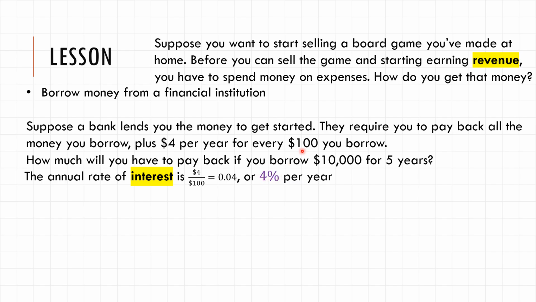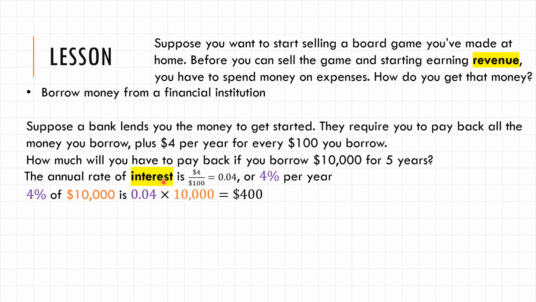$4 per every $100 borrowed. Now, 4% of 10,000 is 0.04 times 10,000. When you use the word "of," that means multiply. 0.04 is 4% as a decimal. So 4% of 10,000 is $400. That means that every year, you will need to pay this bank back $400 as interest.